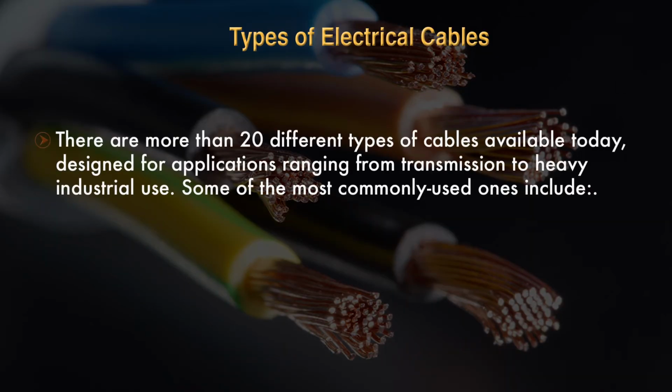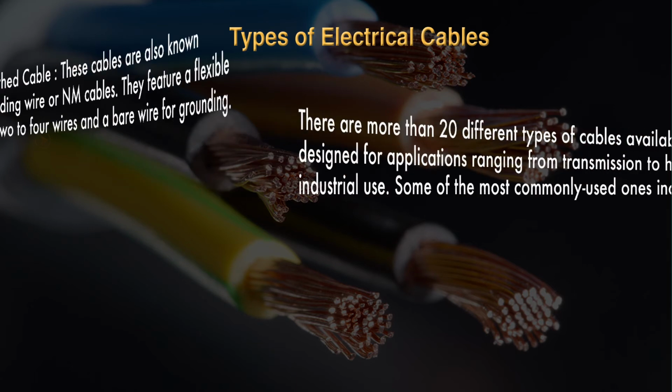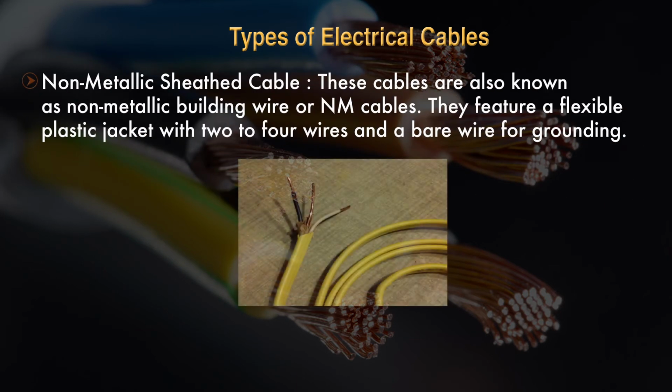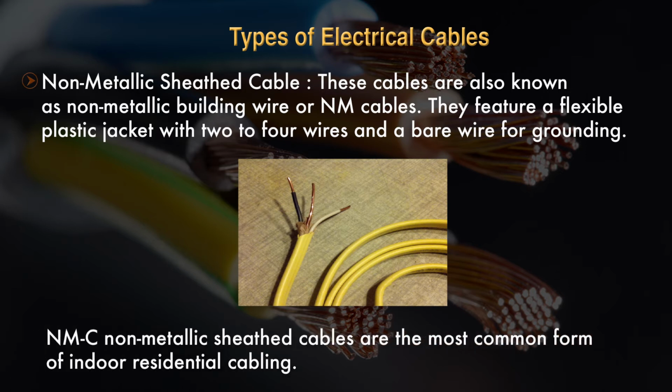There are more than 20 different types of cables used, designed for applications ranging from transmission to heavy industrial use. Some of the most commonly used ones include non-metallic sheathed cable. These cables are also known as non-metallic building wire. They feature a flexible plastic jacket with 2 or 4 wires and a bare wire for grounding. Non-metallic sheathed cables are the most common form of indoor residential cable.